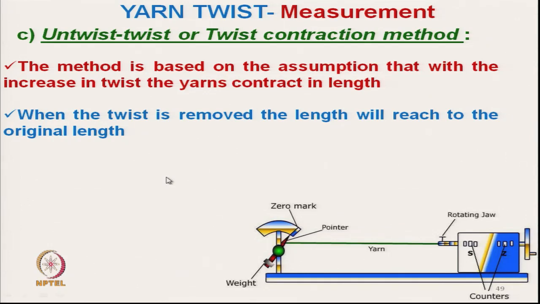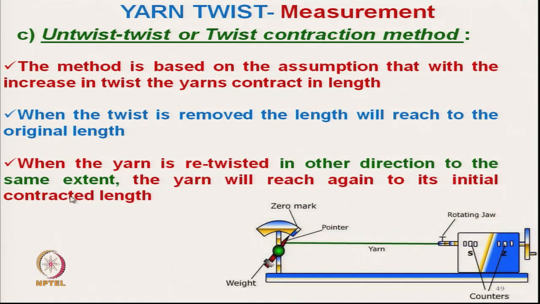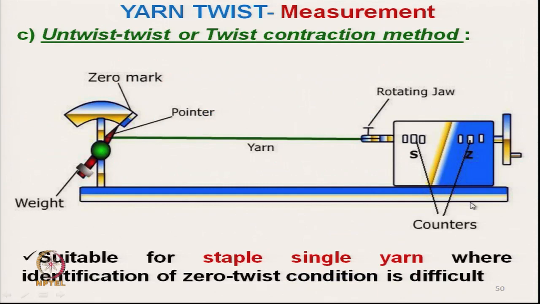So, original zero twisted length, and when the yarn is again retwisted in the other direction, that means we continue rotating in the other direction to the same extent, the yarn will reach again its initial contracted length. That is the assumption, and it is suitable for staple yarn. We normally do not use it for filament yarn, because filament yarn twist is a very simple measurement.